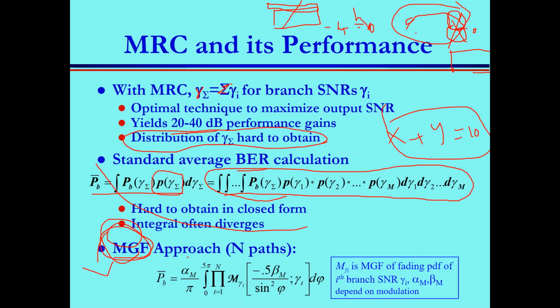MGF. What's MGF? Moment generating function, which is the Fourier transform of the PDF. You can take the PDF you found in the time domain to the frequency domain, and in there, if you have summation, you get multiplication. So it simplifies your solution, and you are able now to find a closed form solution to your bit error rate.